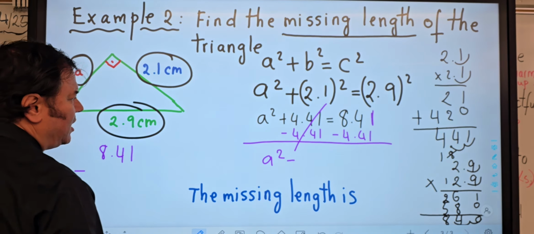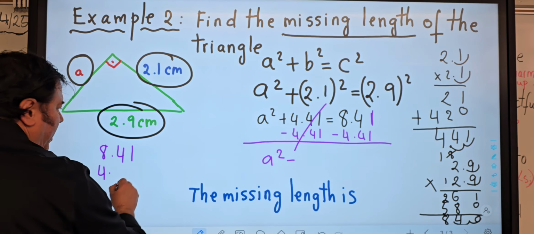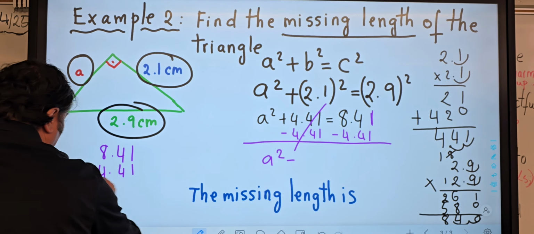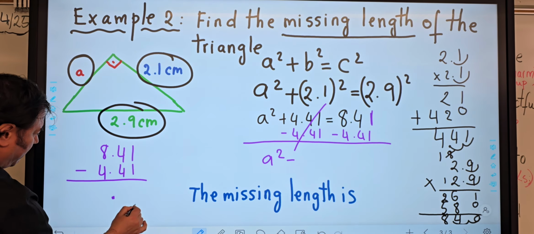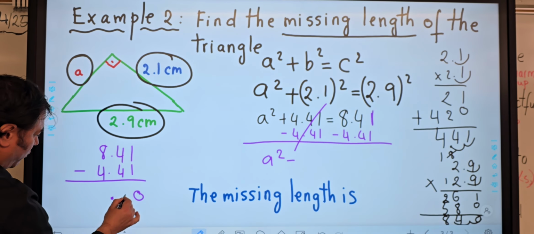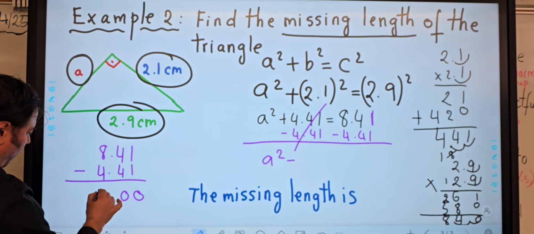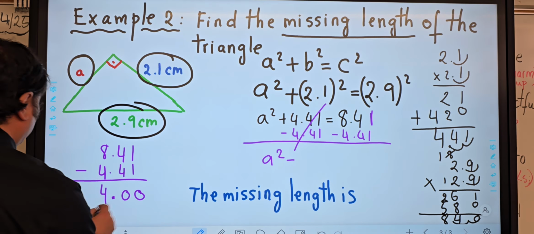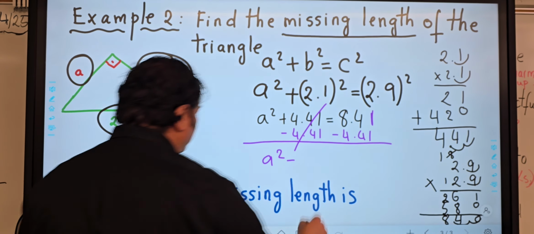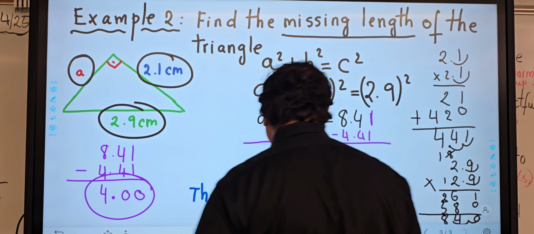So we have 8.41 minus 4.41. Okay. Now it's a lot better. So bring down the decimal. 1 minus 1 is 0. 4 minus 4 is 0. 8 minus 4 is 4. Okay. So that's it. That's a 4. So A squared equals 4.